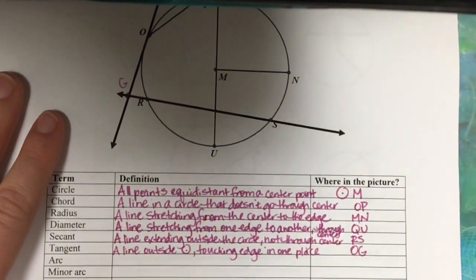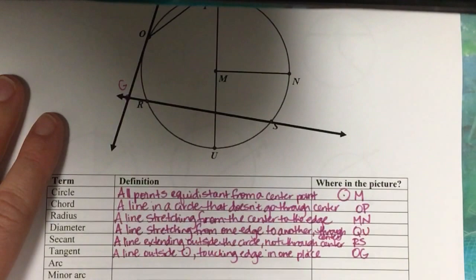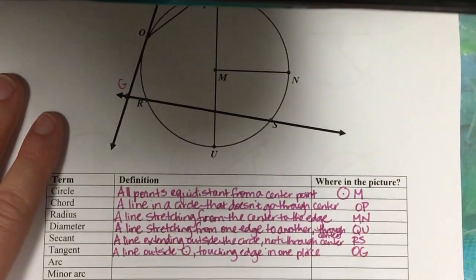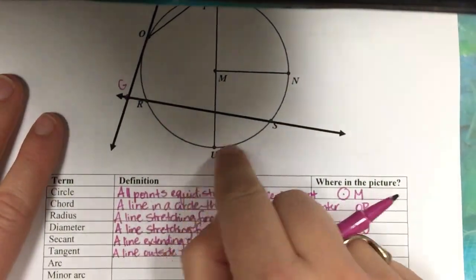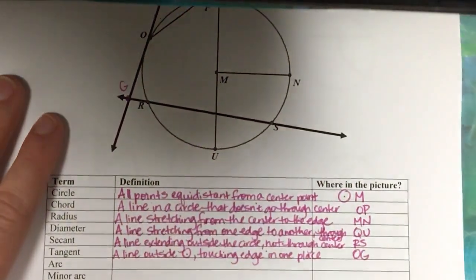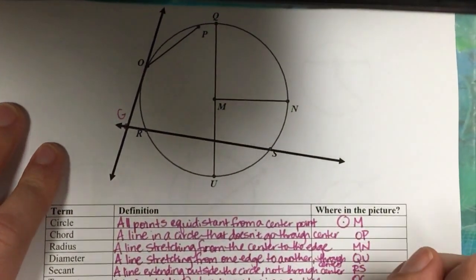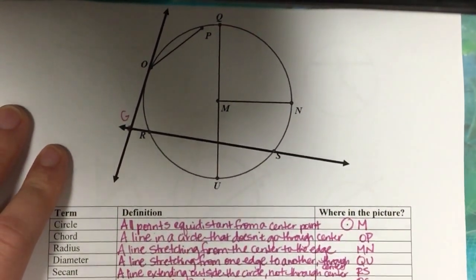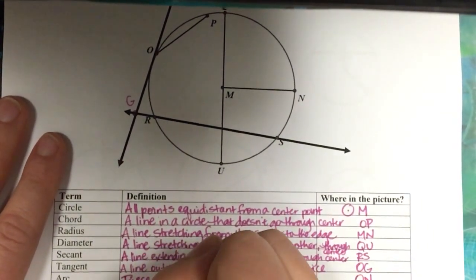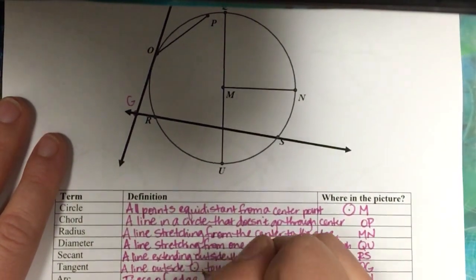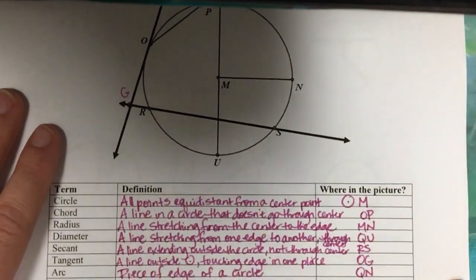All right, arcs. So arcs are pieces of the edge of your circle, and there's a lot of arcs on this circle, so you could pick any number of arcs. QN is an arc, US is an arc, RU is an arc. You could pretty much pick anything. In this case, we'll just stick with QN. It's probably the easiest to see. So an arc is just a piece of the edge of a circle. Pretty simple definition.